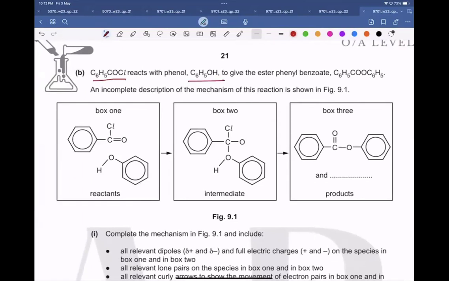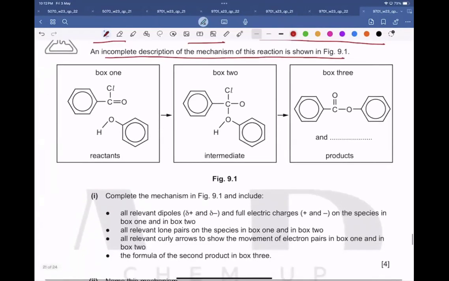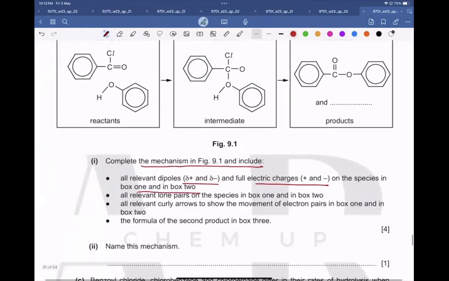C6H5COCl reacts with phenol to give an ester, phenyl benzoate. An incomplete description of the mechanism of this reaction is shown in figure 9.1. Complete the mechanism in figure 9.1 and include the relevant dipoles, full electric charges on the species in box 1 and in box 2, all relevant lone pairs in box 1 and in box 2, all curly arrows to show the movement of electron pairs in box 1 and box 2, and the formula of the second product in box 3.